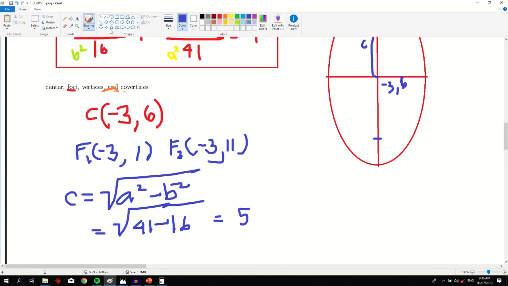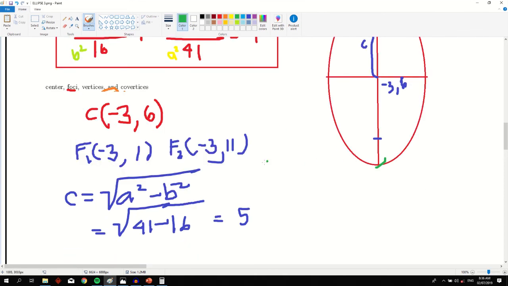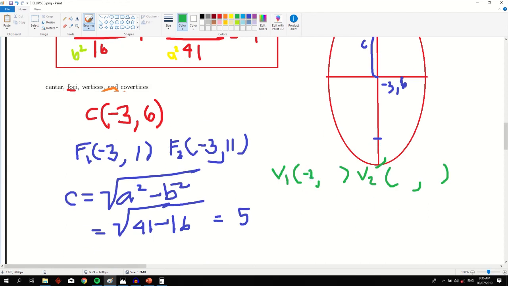Next is the vertex. We'll change the color once again. The vertex is there and here. So we have vertex 1 and vertex 2. We all know that still the x doesn't move, so we will put that there, then there.